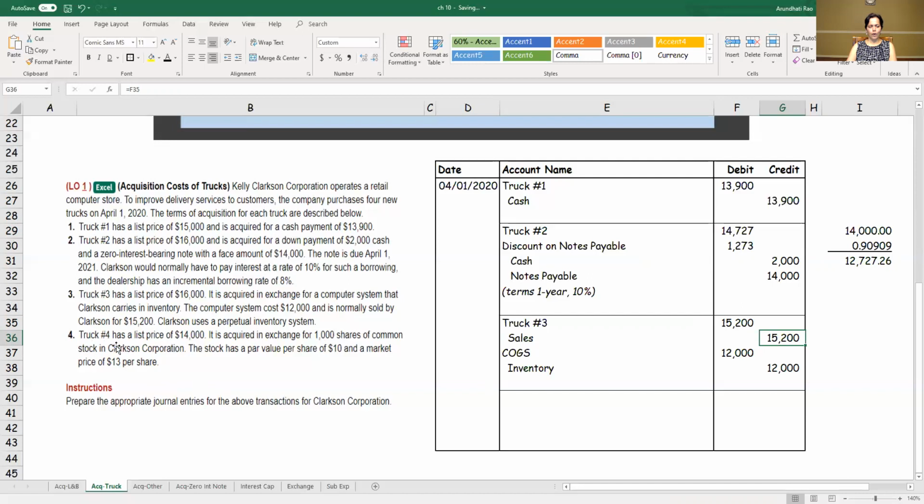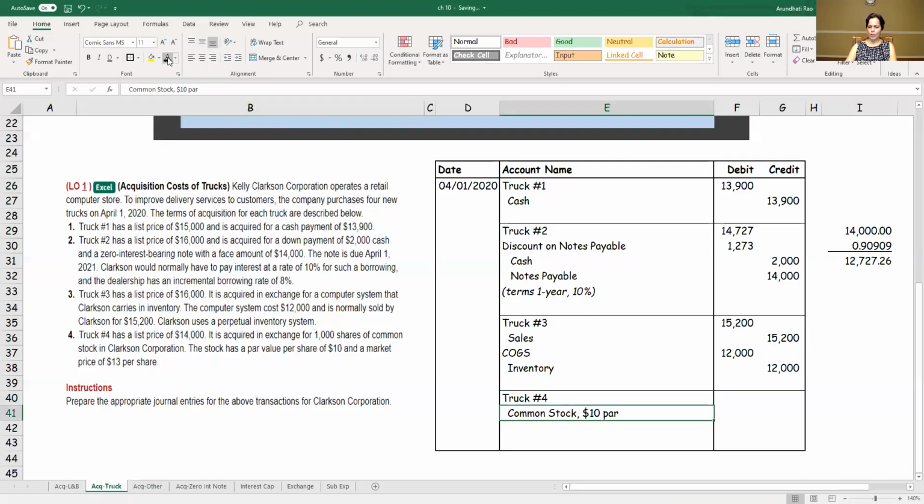Finally, truck number 4 has a list price of $14,000. It's acquired in exchange of 1,000 shares of common stock in Clarkson Corporation. So I am giving up stocks. The par value is $10 each. The market value right now is $13. So again, in this case, I'm going to debit my truck account, truck number 4.